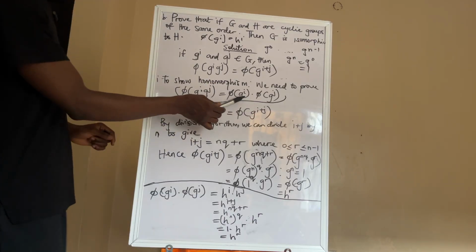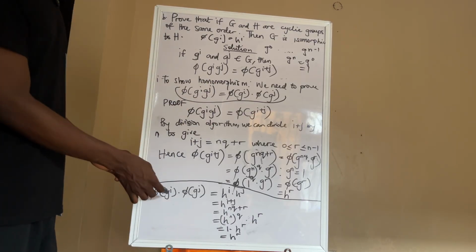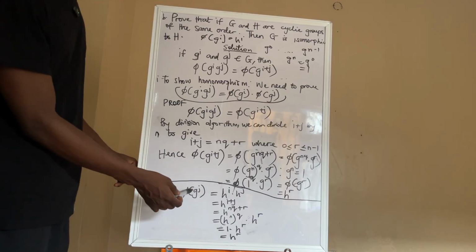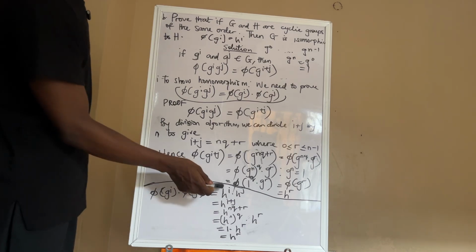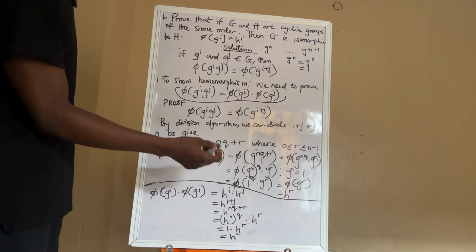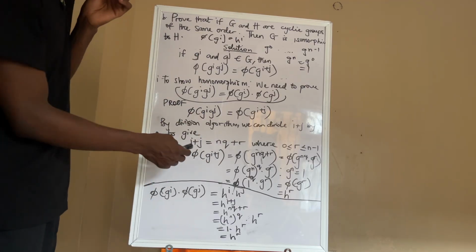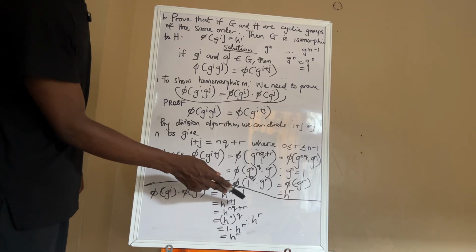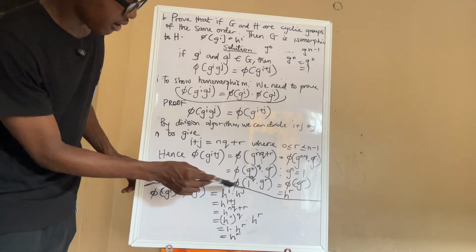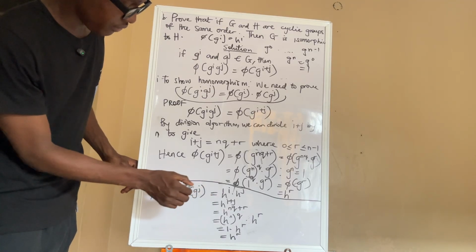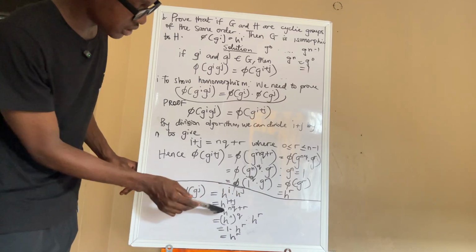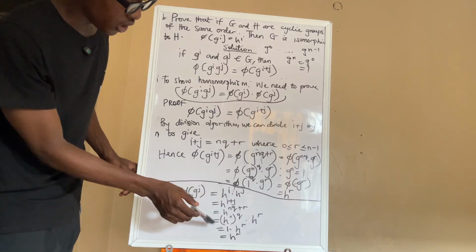Now I want to do the other side, which is this one. Phi of g^i times phi of g^j is going to give us h^i times h^j, just because of this. Then following the same sequence that we did for this one, including the division algorithm that we used, we have phi of g^i times phi of g^j gives us h^i times h^j, which gives us h^(i+j), which then gives us what?